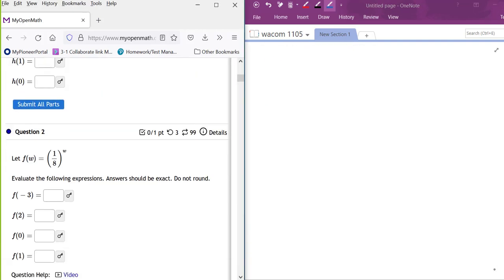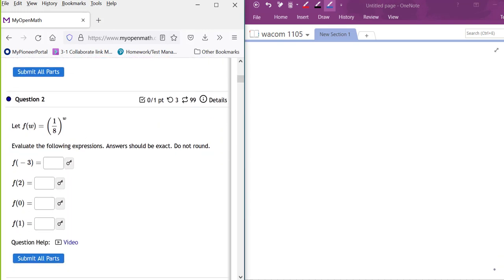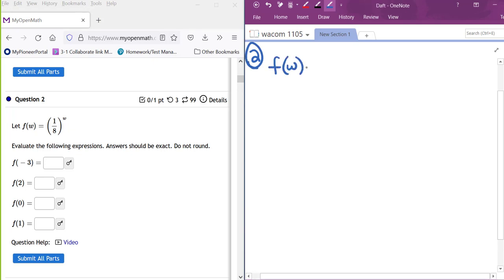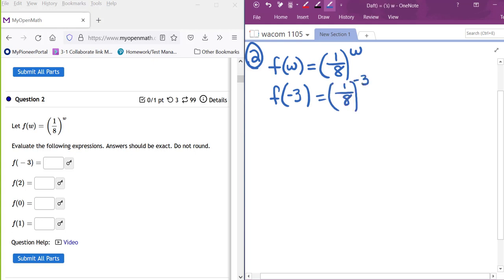From question 2, don't let this bother you too much. With a fraction for a base, we'll do just 1 on this, and then we'll put it in the calculator. You're still just going to evaluate. And so if we look at f of -3, this is 1 over 8 to the -3.